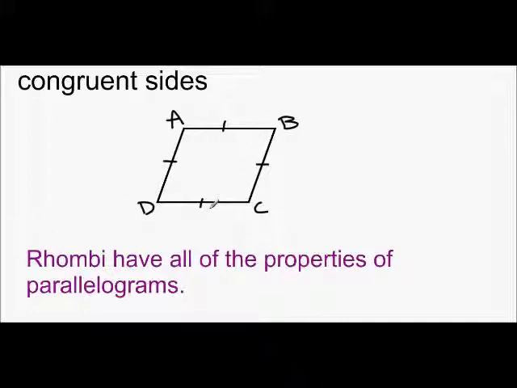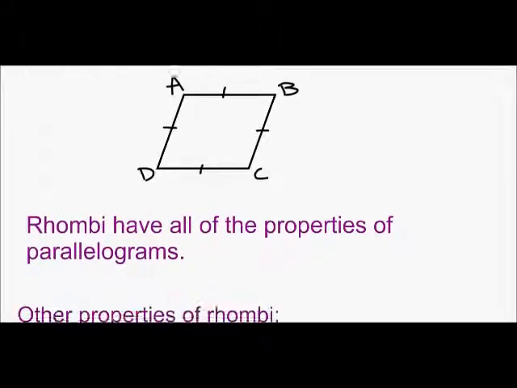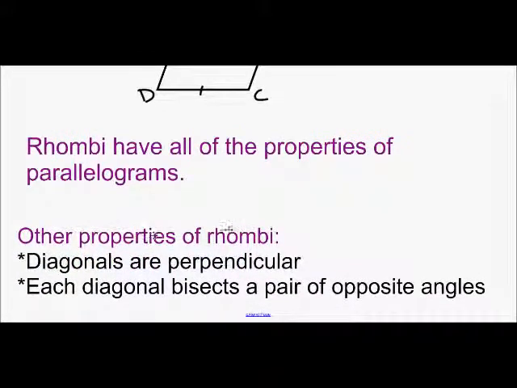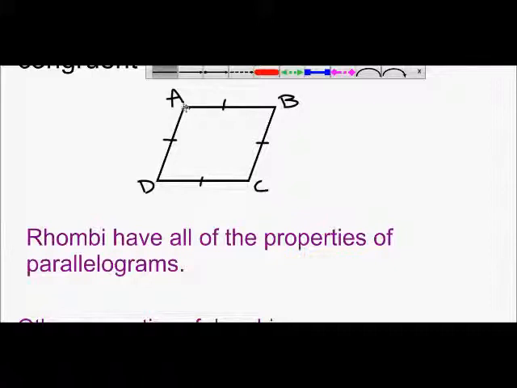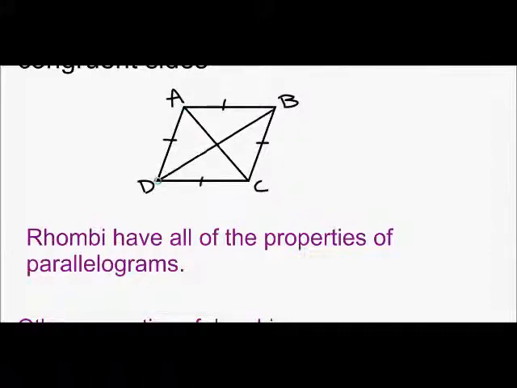So, for instance, opposite sides are congruent, opposite angles are congruent. Other properties of rhombi are that the diagonals are perpendicular and that each diagonal bisects a pair of opposite angles. So I'll draw that up here for you. If I draw my diagonals, that's AC and DB. They are perpendicular, so they meet at a 90-degree angle here. And there's 4 90-degree angles.